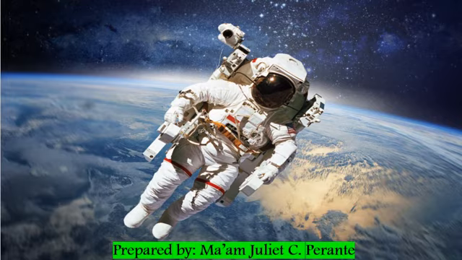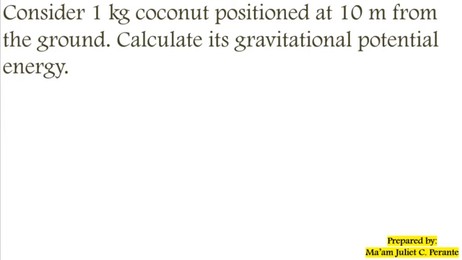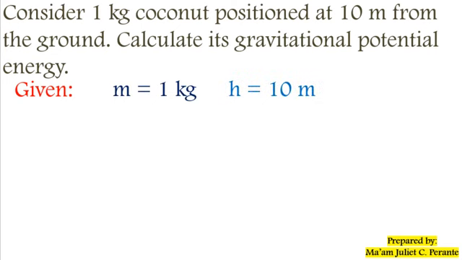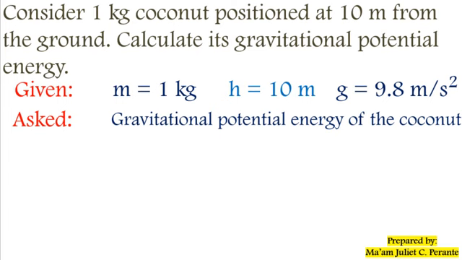So let us now solve some problems involving GPE. Consider a 1 kilogram coconut positioned at 10 meters from the ground. Calculate its gravitational potential energy. So we will follow the same steps, starting from the given. In this problem, we have a 1 kilogram coconut and a 10 meter height, and the gravity is constant at 9.8 meters per second squared. After that, you have to write down what is asked. So in this problem, we are looking for the gravitational potential energy of the coconut.